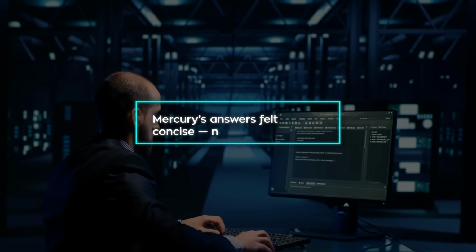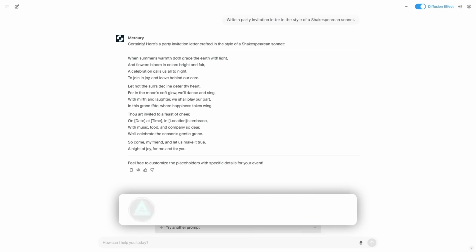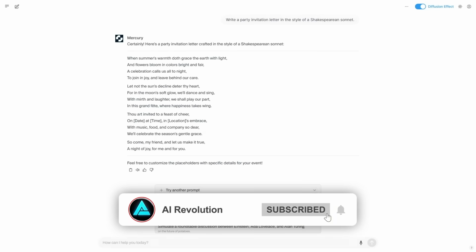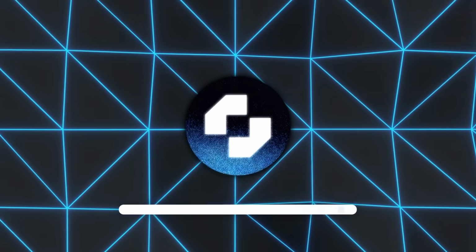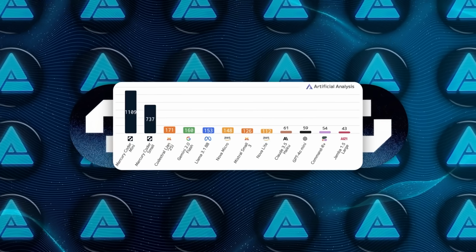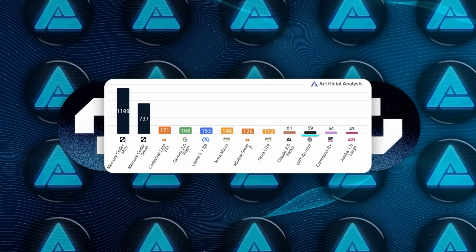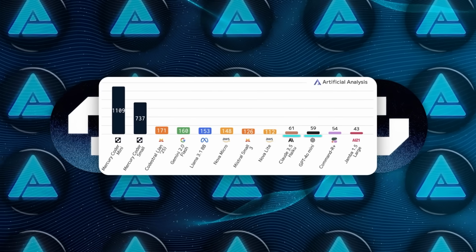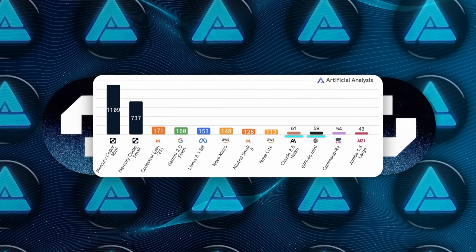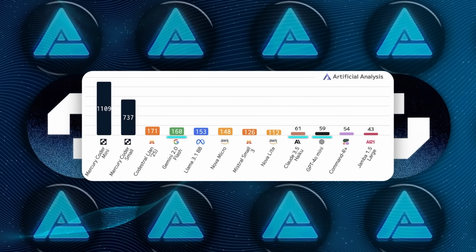Reviewers noticed Mercury's answers felt concise, no surplus verbosity. Perhaps because global passes discourage token fluff. It's worth stacking Mercury against the usual top performers. GPT-4o Mini reaches similar accuracy but tops out at just 59 tokens per second. Claude 3.5 Haiku sits around 61. And even Gemini 2.0 Flash Lite with its high speed mode barely touches 200.